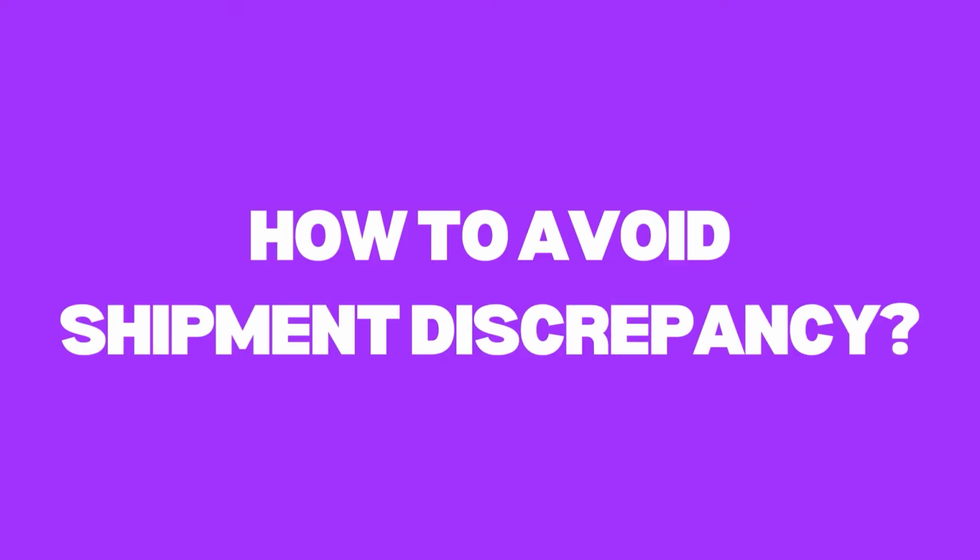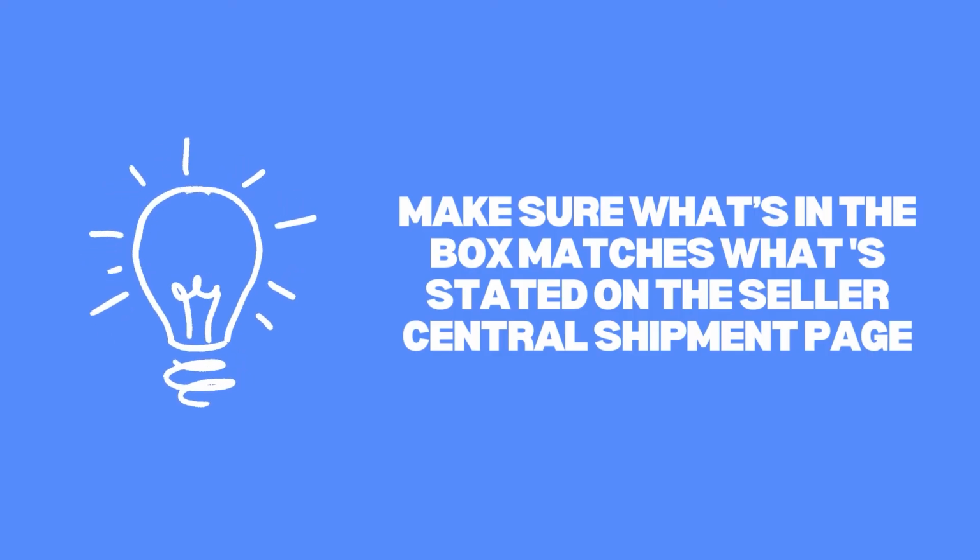Now, this leads me nicely onto my fourth, my final chapter. How can you avoid shipment discrepancies going forward? Let's talk about that now. So, first things first, make sure what is inside your box when you ship it and what you state on the Amazon Seller Central shipment page is what you're actually shipping. We talked about earlier, if you don't do this, it won't get reimbursed.